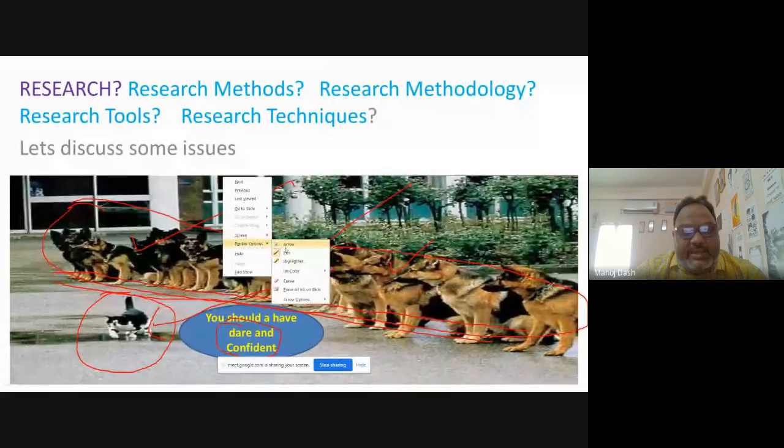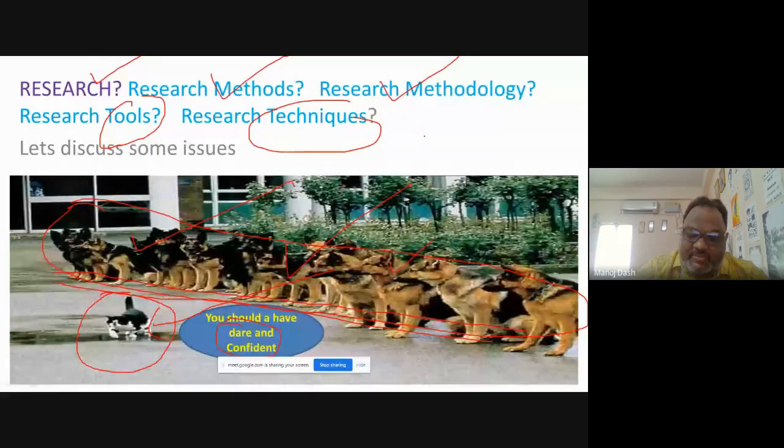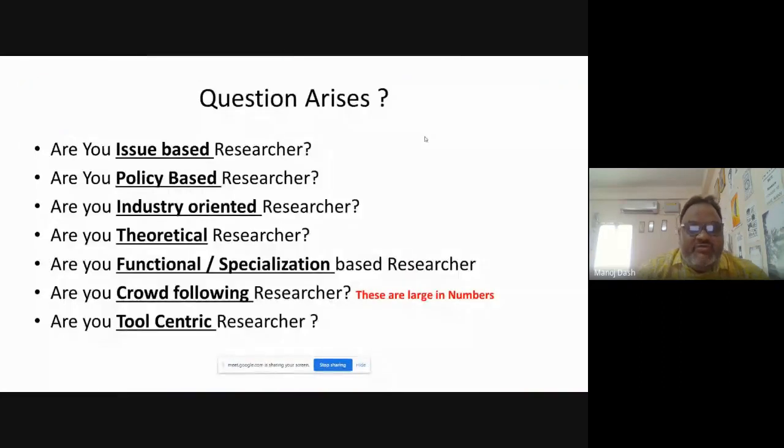So now the question is, there are various concepts. Some say what is research, what are the methods, what is the methodology, what are the tools, what are the techniques, all are different. So my dear friends, today I am going to discuss the various tools and techniques that we generally use in management and social science research and also engineering research.